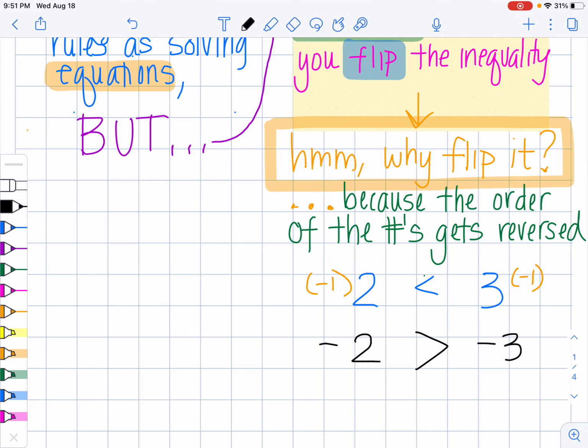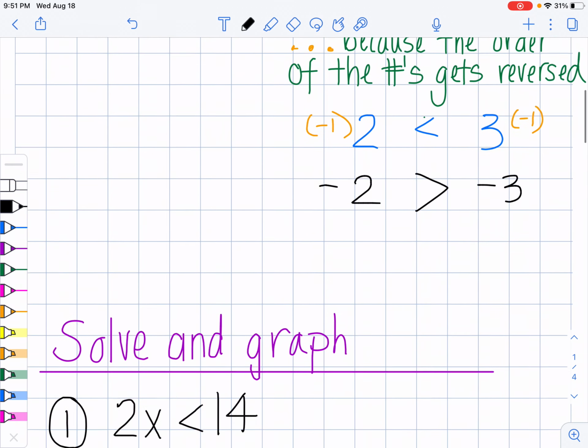So when I'm multiplying or dividing by a negative number, it reverses the order. It makes my bigger numbers smaller and my smaller numbers bigger because that's what the negative does. That's why we have to flip the inequality. You don't have to remember why, but I just thought you would like to know. So we're going to go right in and practice our solving.